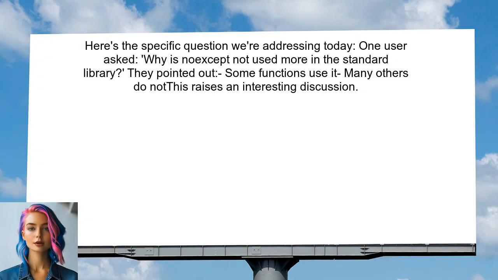Here's the specific question we're addressing today. One user asked, why is noexcept not used more in the standard library? They pointed out that while some functions use it, many others do not. This raises an interesting discussion about its implications.